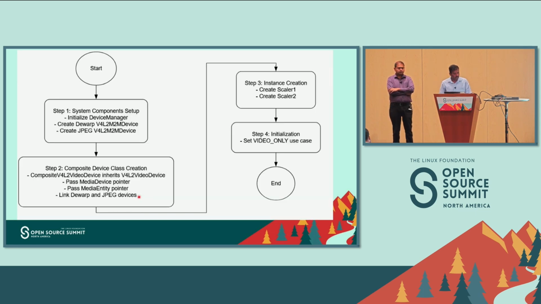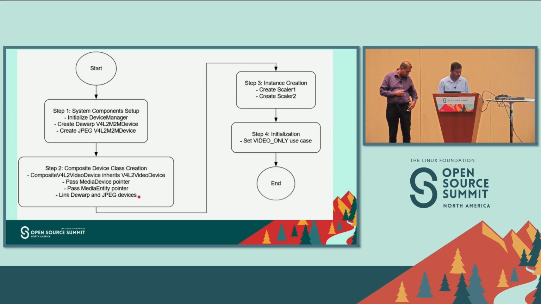Now that we have the composite video device class as described here, how will this class be initialized, or how will this class have its entities? The initial setup is like this: because we have 2 post processors here, we need a dewarp mem-to-mem device object, and we need a JPEG encoder mem-to-mem device object. And as we derive from the V4L2 video device from Libcamera, we have to pass an extra object here, that is the media entity. And then we construct the dewarp and JPEG media devices also in the composite video device class.